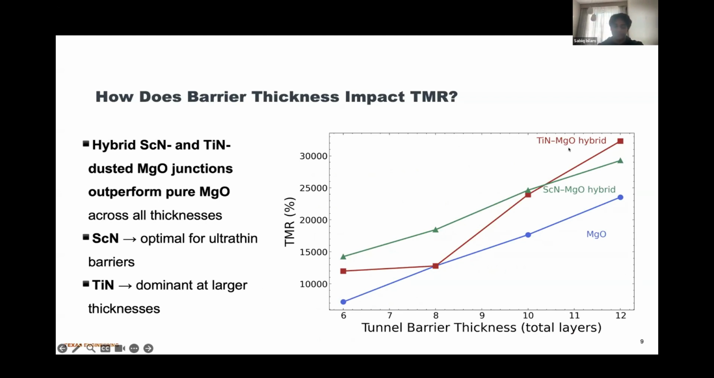So what you can see here is that across all the thicknesses I tried, titanium nitride and scandium nitride consistently outperform MgO. But what's interesting is that for thinner layers, scandium nitride is the most performant. But as we go higher, titanium nitride dominates at larger thicknesses. This suggests that scandium nitride would be optimal for thinner barriers, whereas oppositely, titanium nitride dominates at thicker ones.